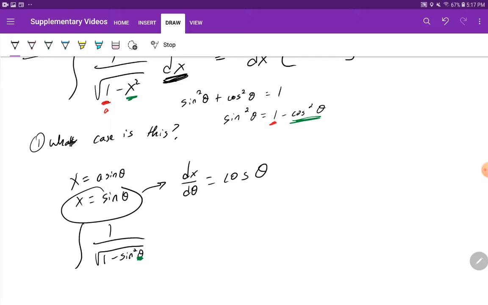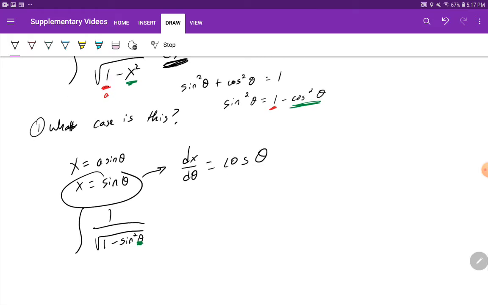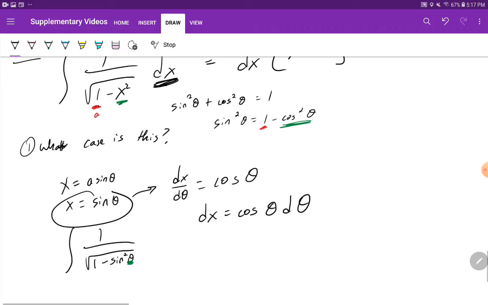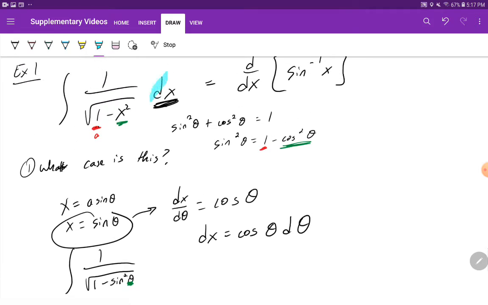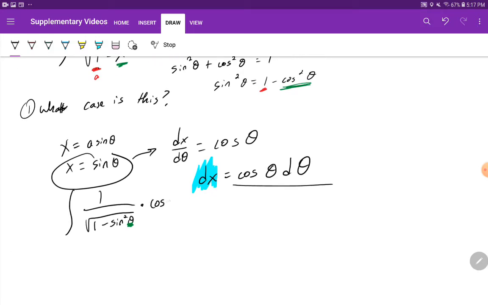So what am I left with? How do I solve for dx? Well, I'm going to just multiply both sides by d theta, and I get dx equals cos theta d theta. So hopefully you guys see that. Now I can do the old switcheroo. I can replace the dx with cos theta d theta. So I'm going to do that right here: cos theta d theta.